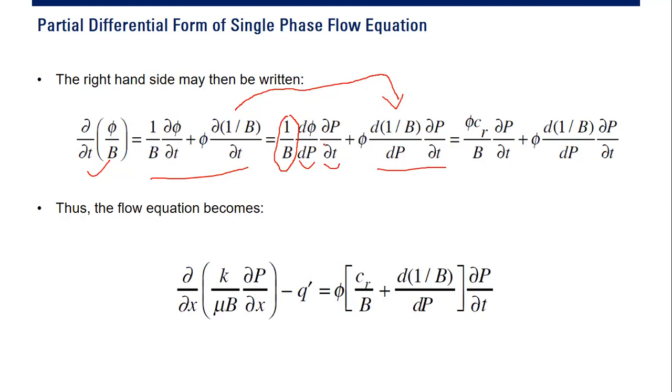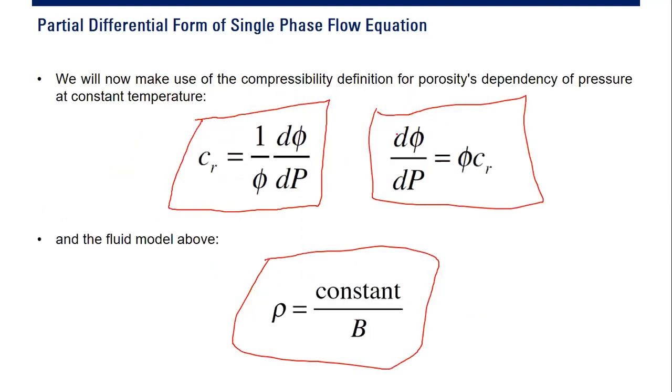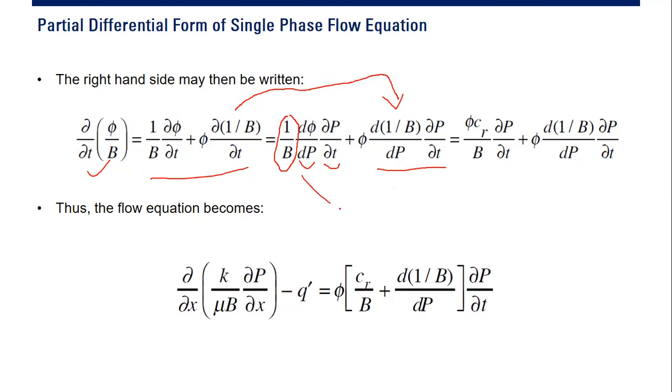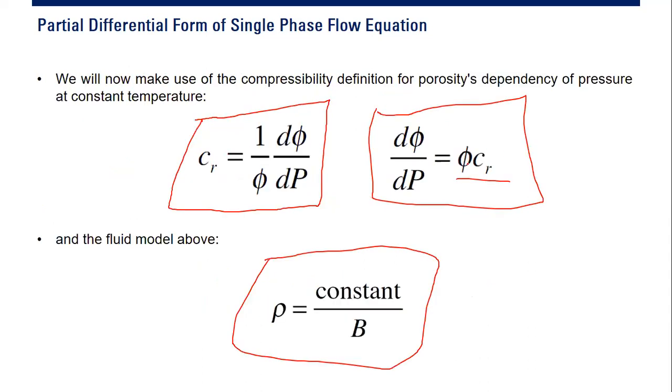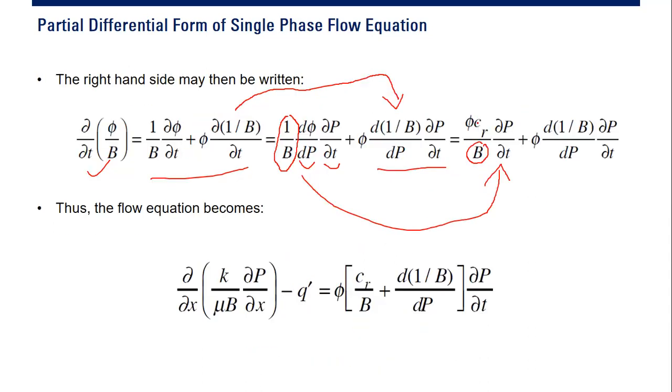And then remember that d porosity dp is porosity multiplied by CR. So I can change this one to be like this one. So B tetap di bawah on the denominator, but d porosity dp can be replaced by porosity multiplied by CR. This one can be replaced by this one. And then dp dt can be maintained. So I have dp dt here.